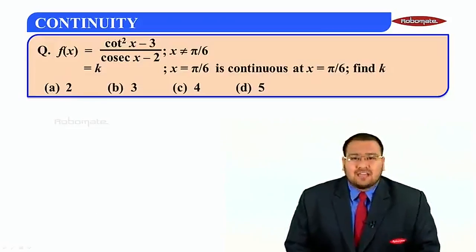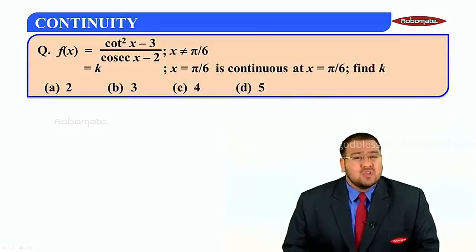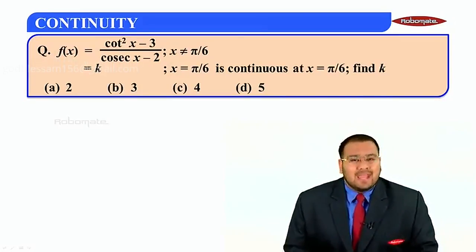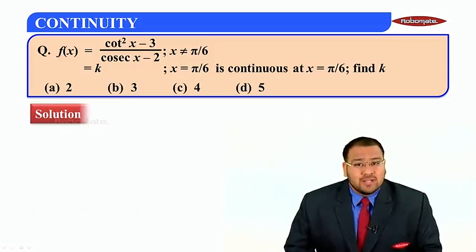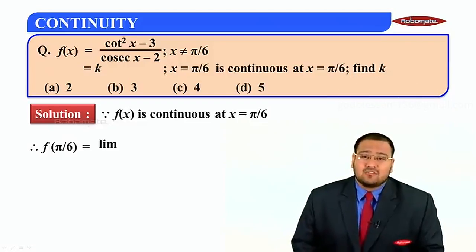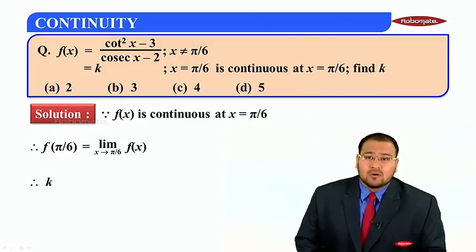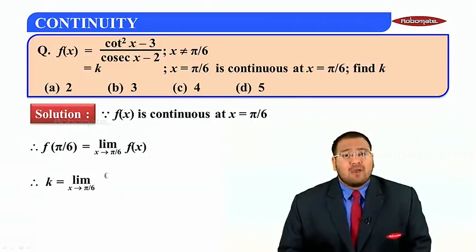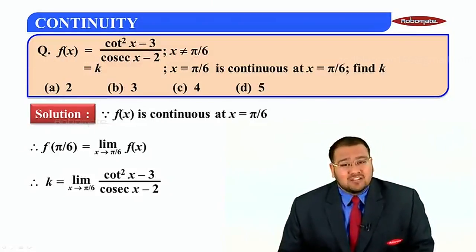So here we have a function as (cot square x minus 3) upon (cosec x minus 2) when x is not equal to pi by 6, and at x equal to pi by 6 the function has some value k. We have to find that value k when it is continuous at x equal to pi by 6. My dear students, if a function is continuous at pi by 6, we know that f of pi by 6 would be equal to limit x tending towards pi by 6 of f of x. So k would be equal to the limit x tending towards pi by 6 of (cot square x minus 3) upon (cosec x minus 2).